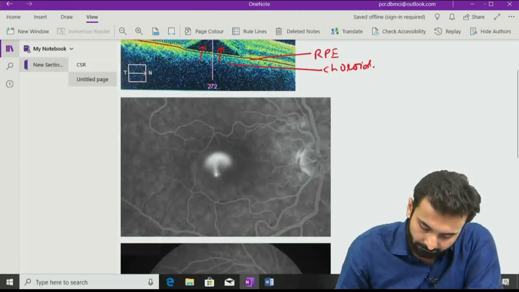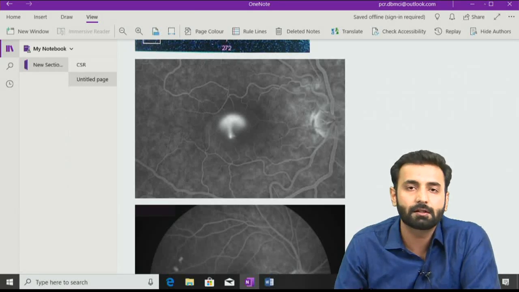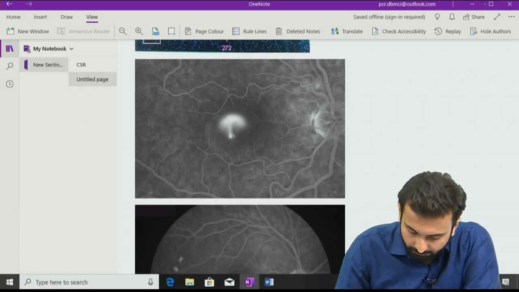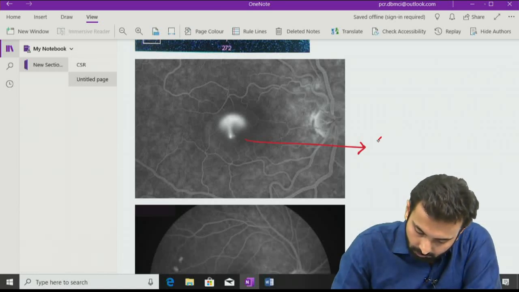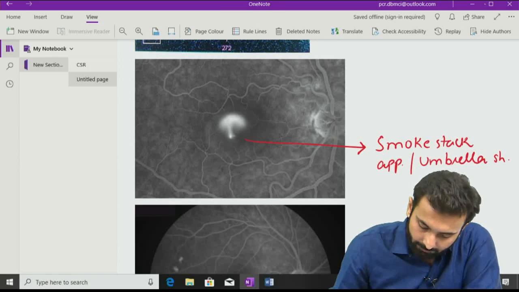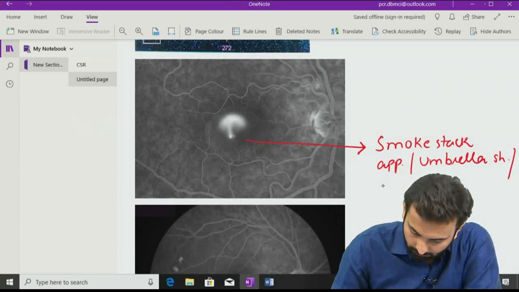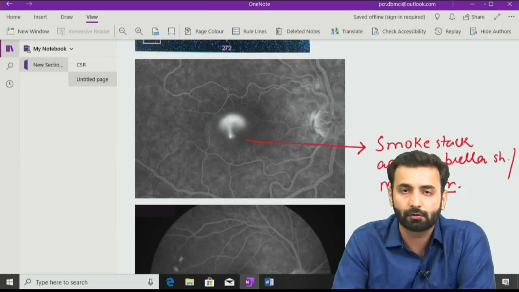Now coming to the fundus fluorescein angiography image. After OCT, you will do FFA. What will you see on FFA? This is very important from your exam point of view. An image-based question is asked. This is a smokestack appearance. You will see a smokestack appearance, which is also called umbrella shape appearance, also called mushroom shape. This is the appearance you see on FFA.